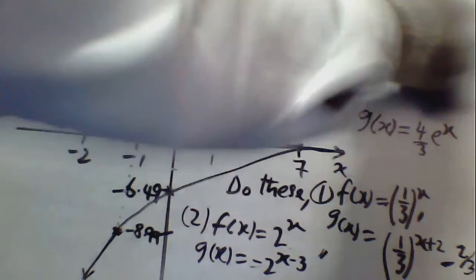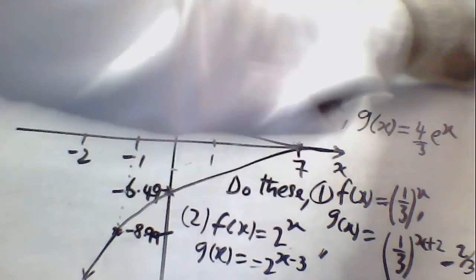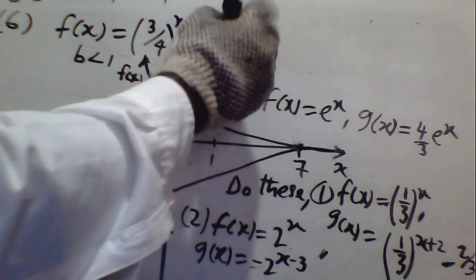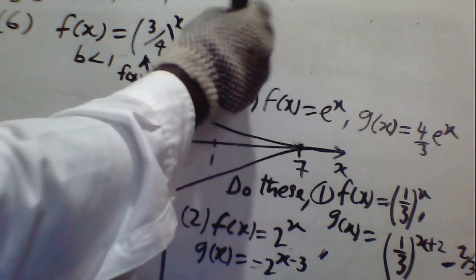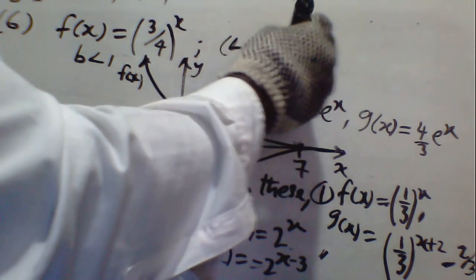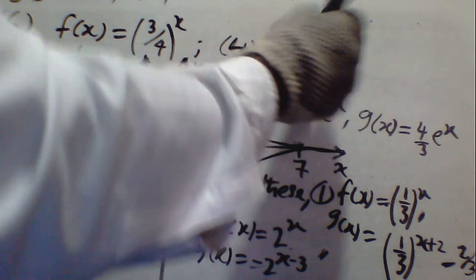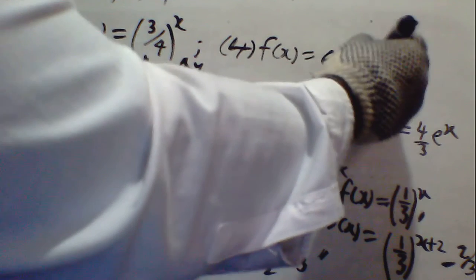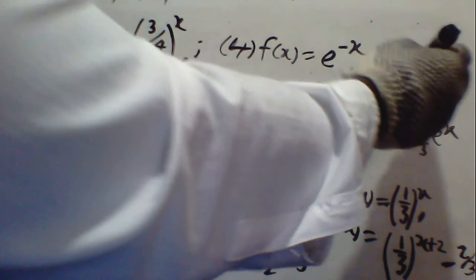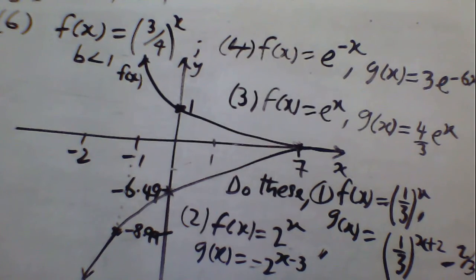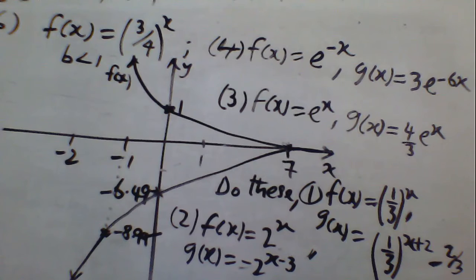Always pause the video, go through what we did. If you have any question, please endeavor to ask for clarification. So the last one is this one. 4 questions come from this because we did many examples. F of x is equal to e raised to power minus x. G of x is equal to 3 e raised to power minus 6x. So do this assignment and submit them to me.